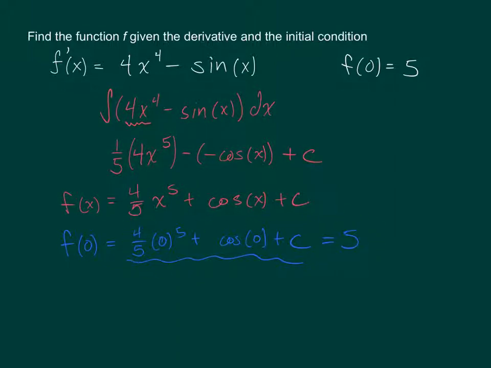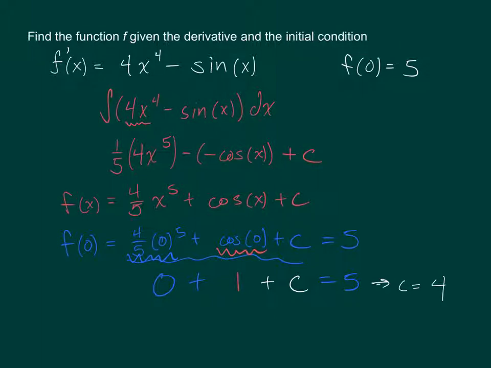It turns out this first term here is 0, plus this next term here, cosine of 0 is 1, plus c, we know will equal 5. And when you solve this for c, c will be equal to 4.